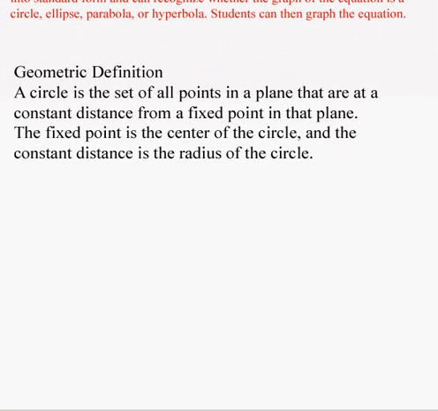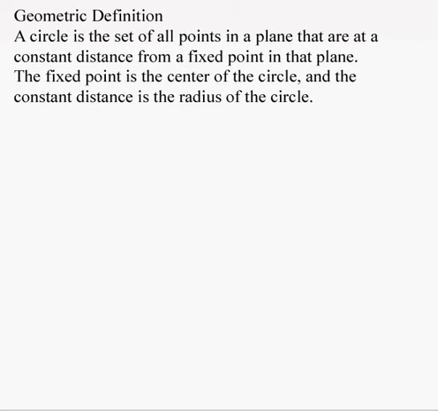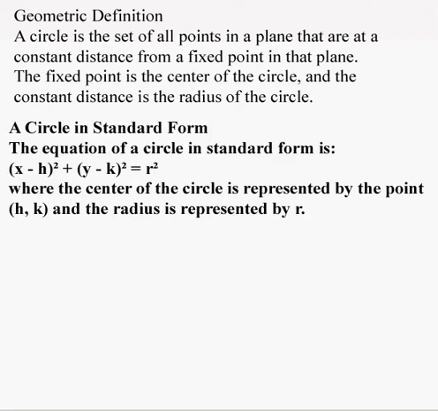And to give us a point of reference and a visual remembrance, if you remember from geometry, the definition of a circle, and for all the conic sections, we're going to start with our geometric definition. A circle is a set of all points in a plane that are a constant distance from a fixed point in that plane. That fixed point's the center of the circle. Constant distance is the radius of the circle. So there's only two things you really need to know about a circle. Where is its center and what is its radius?